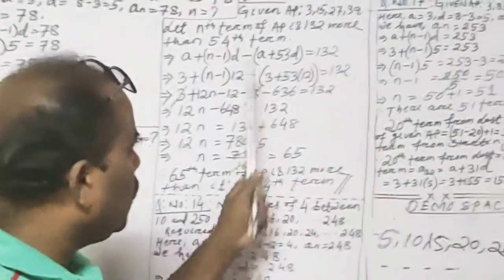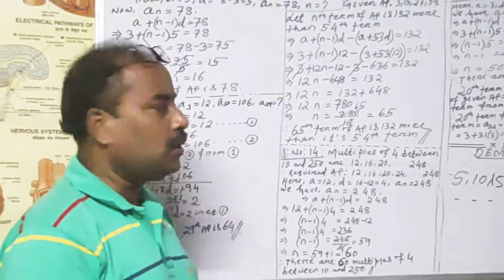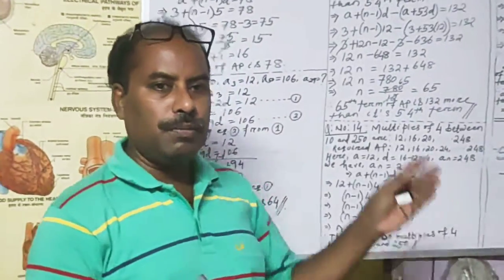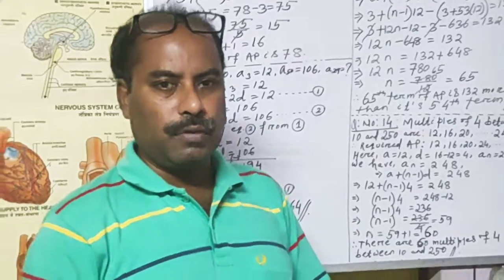So this is chapter 5.2. Different types of questions have been discussed here. Some other questions are left which are similar to all these questions. You have to practice them and find out the answers.